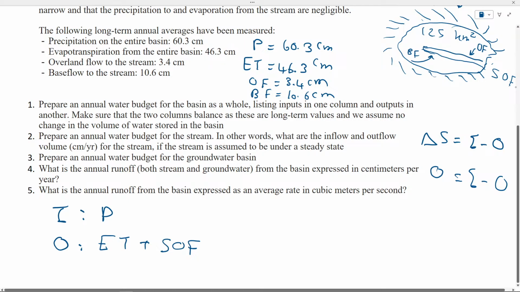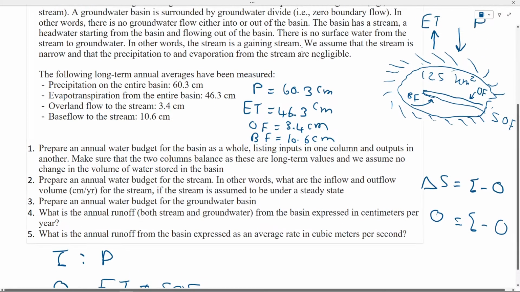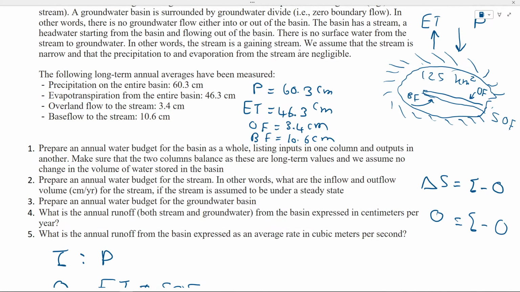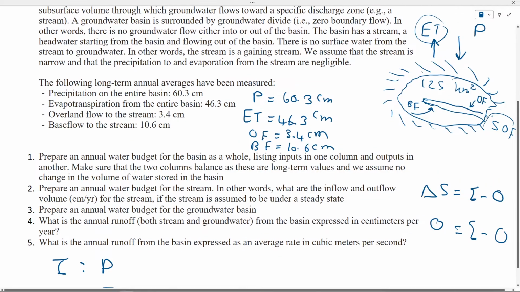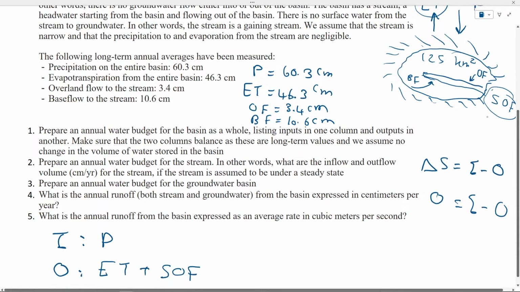Is overland flow to the stream an output? No, because this is also happening internally. So what is exiting this system? Remember, you delineate your system. My whole system now is the whole catchment. What is entering this catchment is precipitation. Water is only leaving this catchment through evapotranspiration and through the stream outflow. So let's see if we will balance.